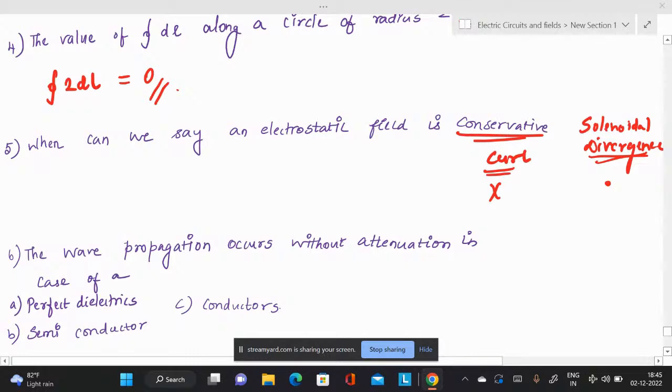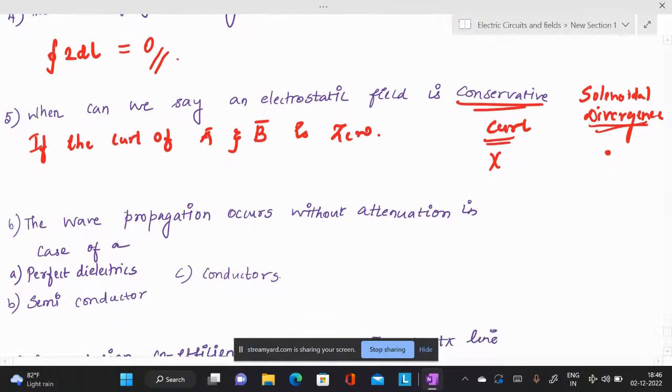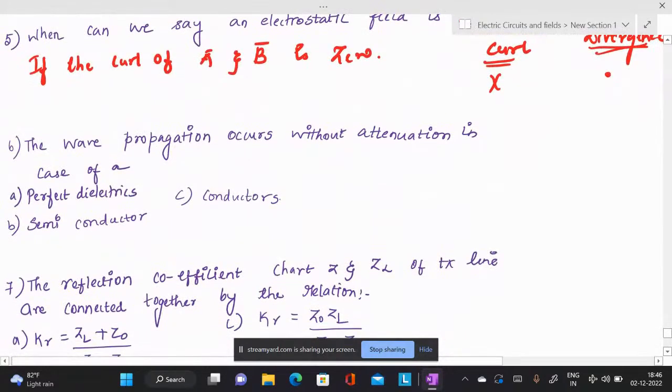If the cross product, that is if the curl of two vector is 0, then we can call that electrostatic field to be conservative. Okay. That is if the curl of any two vector is 0, then it is said to be a conservative.